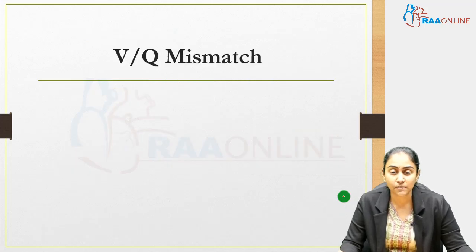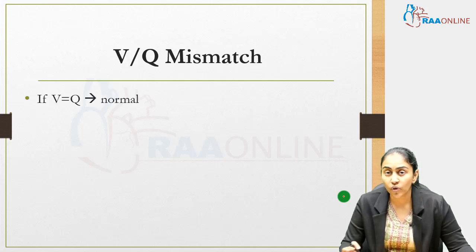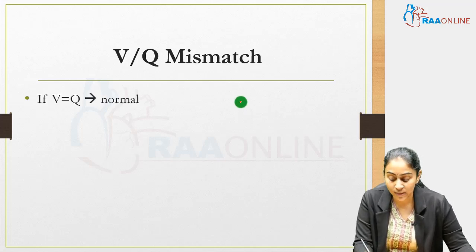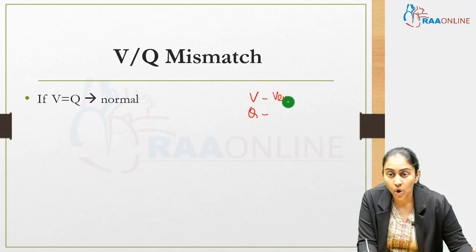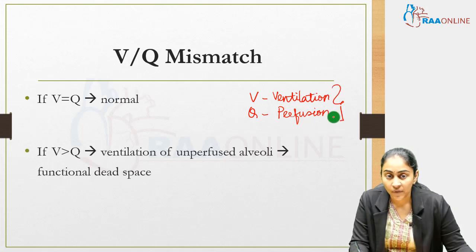Now quickly let's brush through the important concepts in VQ mismatch. So we've already touched a bit when I tried to explain the dead space. So V stands for ventilation and Q stands for perfusion. So usually there should not be a mismatch. V is equal to Q ideally. So when this happens, it is normal.